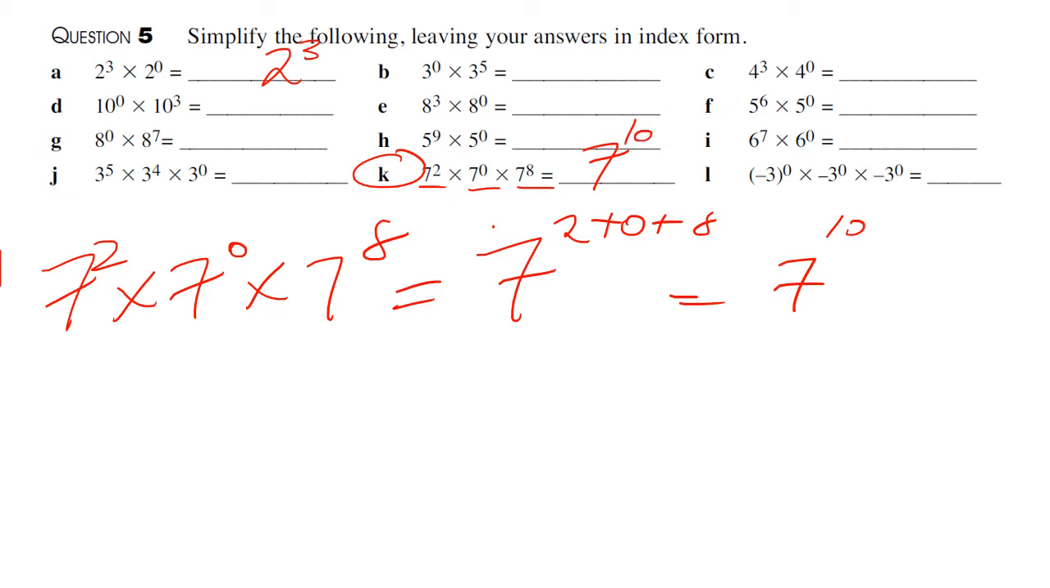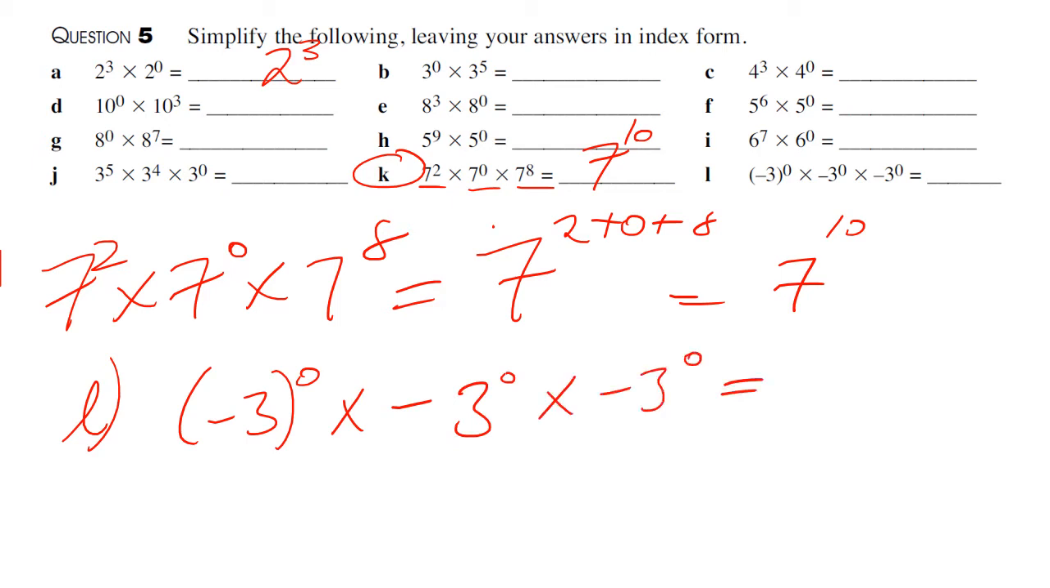Okay? Let's look at L. L would be interesting. I've got (negative 3) to the power of 0 times (negative 3) to the power of 0 times (negative 3) to the power of 0. What would that become? Let's have a look.